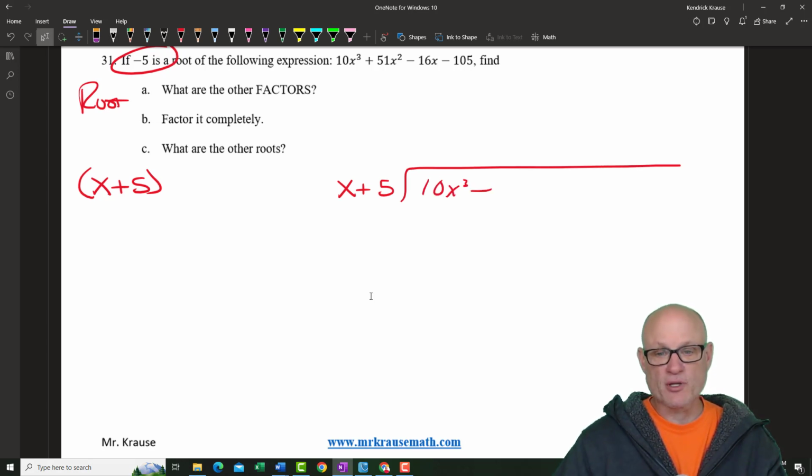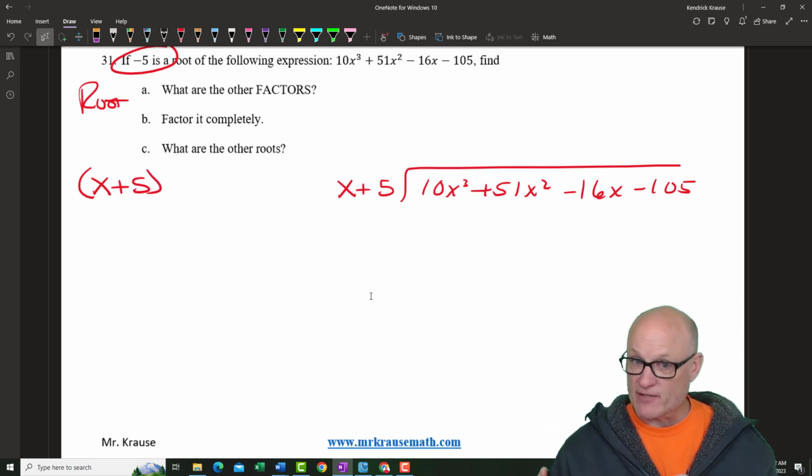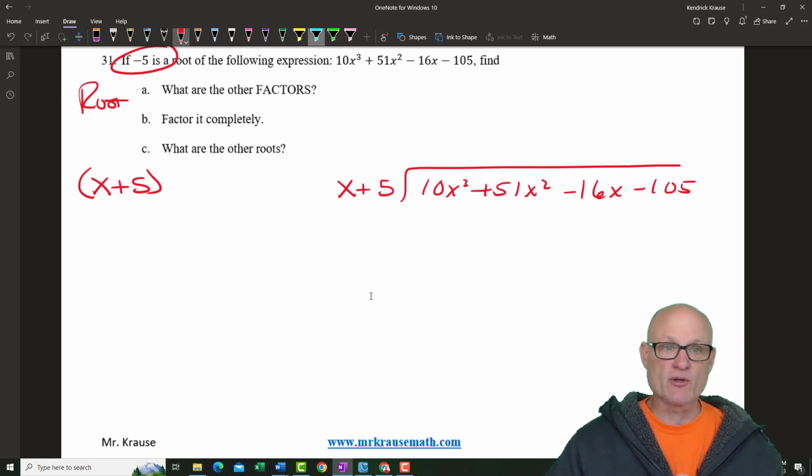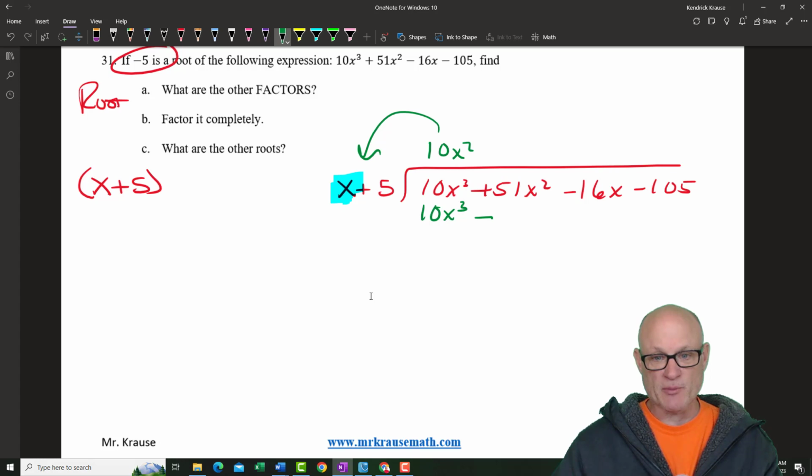10x cubed plus 51x squared minus 16x minus 105. Now, please, just go through this conscientiously and be very afraid of negatives. So the first thing you're always going to ask yourself is, what am I going to multiply this by to get the next thing? In this case, the next thing is this 10x cubed. What do I have to multiply x by to get 10x cubed? And that's 10x squared. Now I'm going to multiply by both: 10x cubed plus 50x squared.